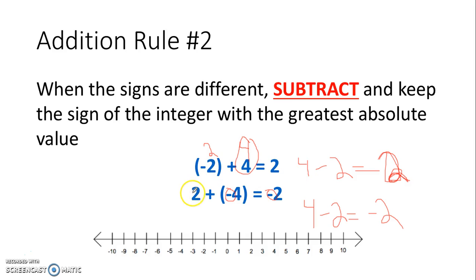I'm going to illustrate the second one on the number line. So we started off with positive 2. We added negative 4. So we got to go to the left. 1, 2, 3, 4. And there's our answer, negative 2.